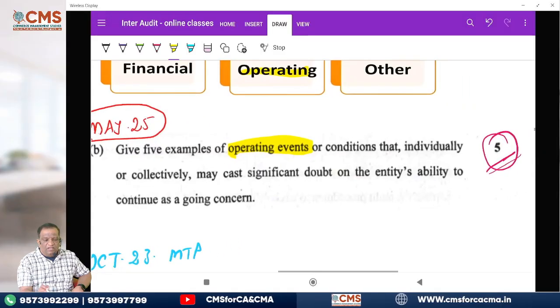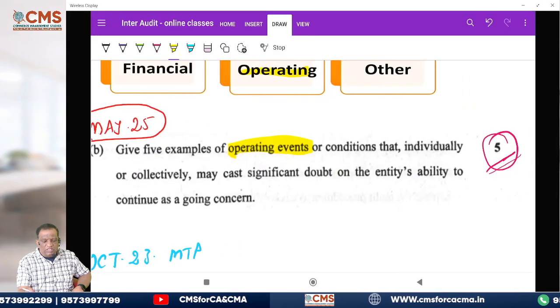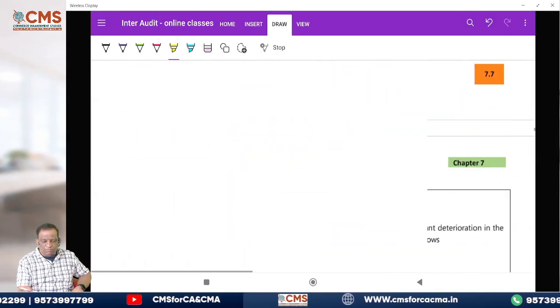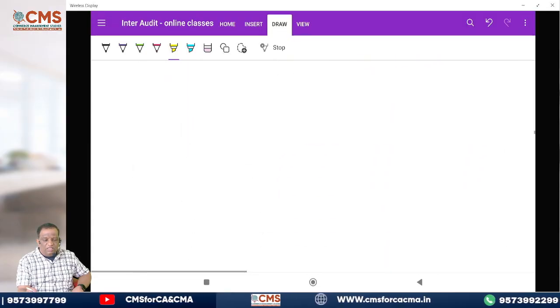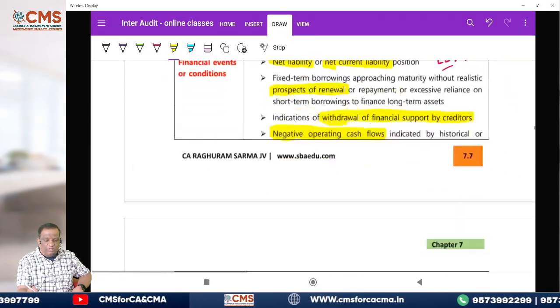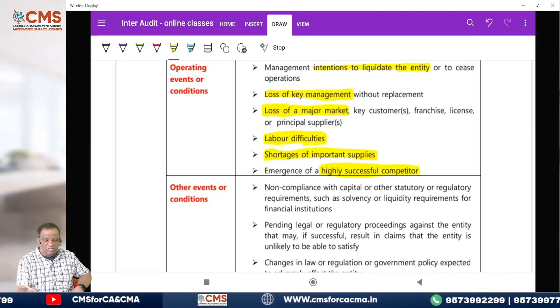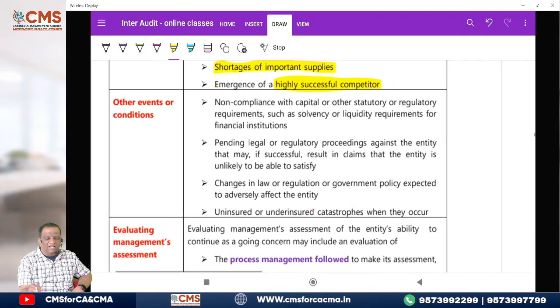That is, give 5 examples of operating events that may cast a doubt. So you are supposed to remember and write these 5 operating indicators. So next time he can ask you about the financial indicators. Apart from that, other indicators.